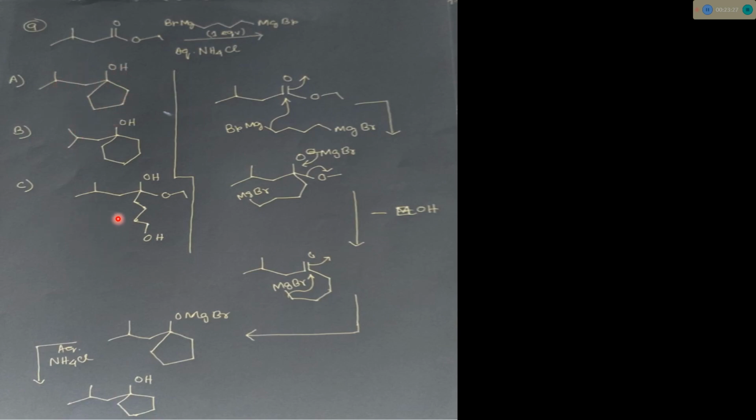More options were there, another option is there, but the correct option is this. First, this site attacks the A star intermolecularly, the negative charge comes back and releases this OEt. Again, this site of the Grignard reagent attacks intramolecularly to form the alcohol after aqueous NH4Cl workup. So next, let's move on.